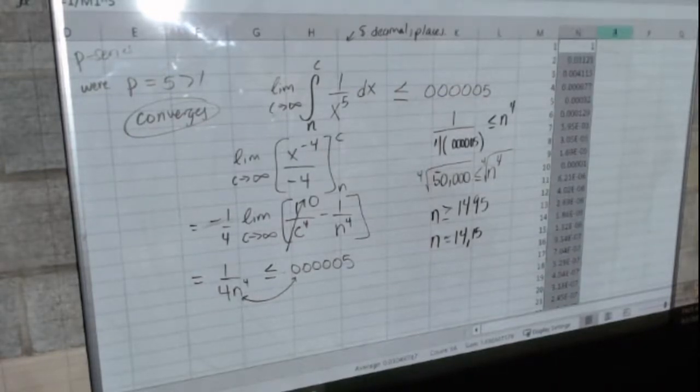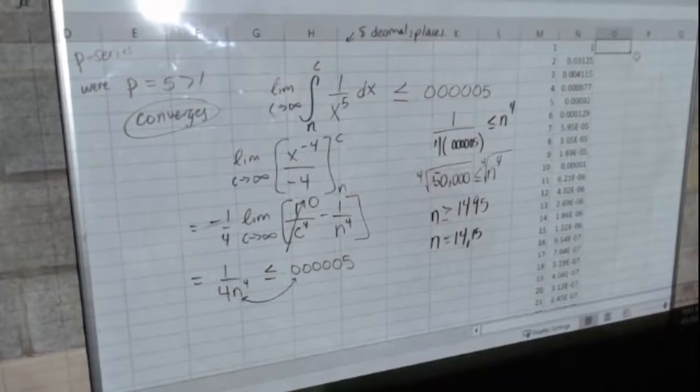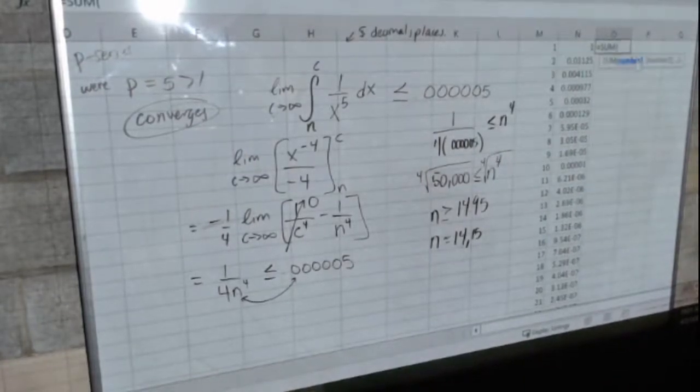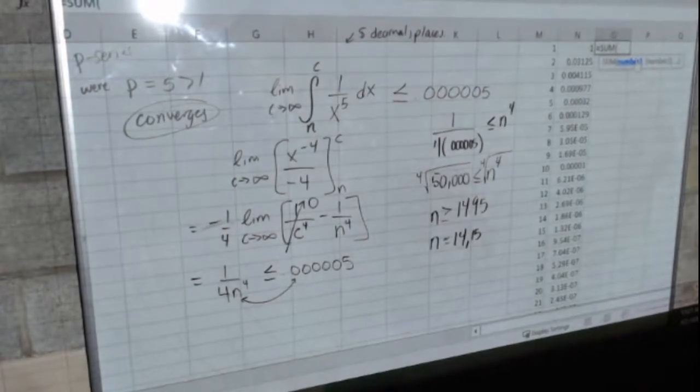Now I want to do my sum. So this would equal the sum. No, you will not need to use Excel on the exam. It's just a good way to demonstrate what we're doing. You can do a summation on your calculator, actually.